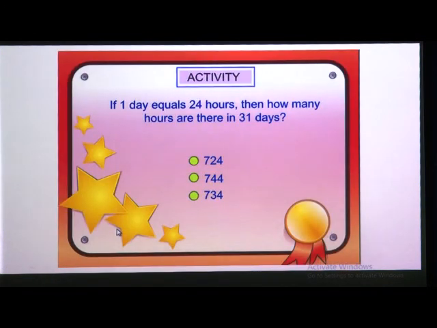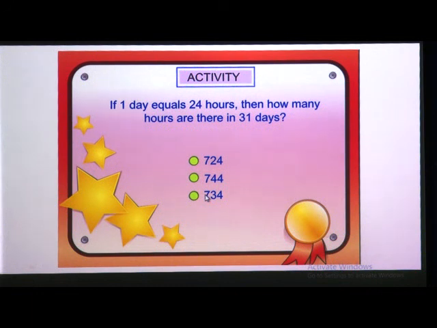Now, one of the activities given here: if one day equals 24 hours, everyone knows this. If one day equals 24 hours, then how many hours are there in 31 days? So, what will you do? Here we have to use the unitary method, that is the activity. My dear students, just read it and try to solve this activity. Options are given here, you have to choose the correct option from these.